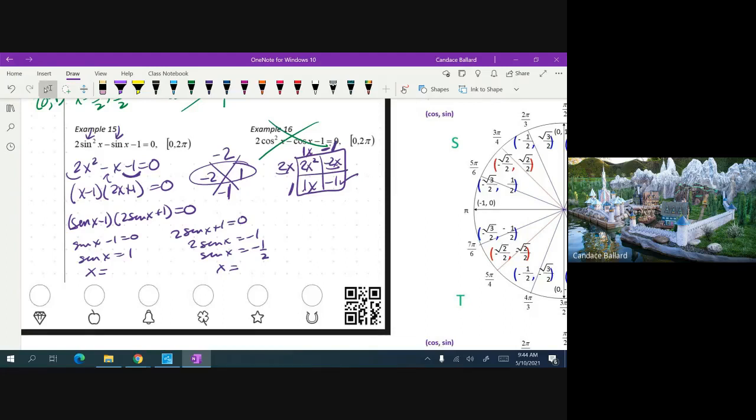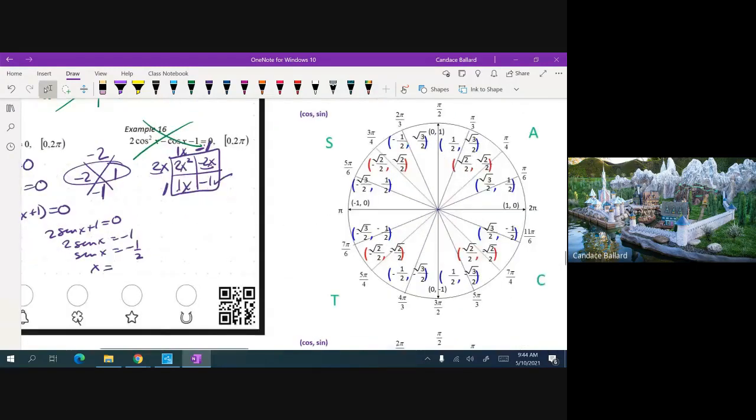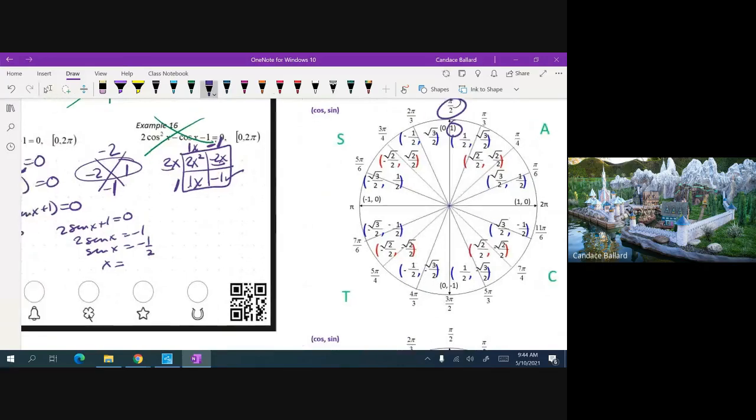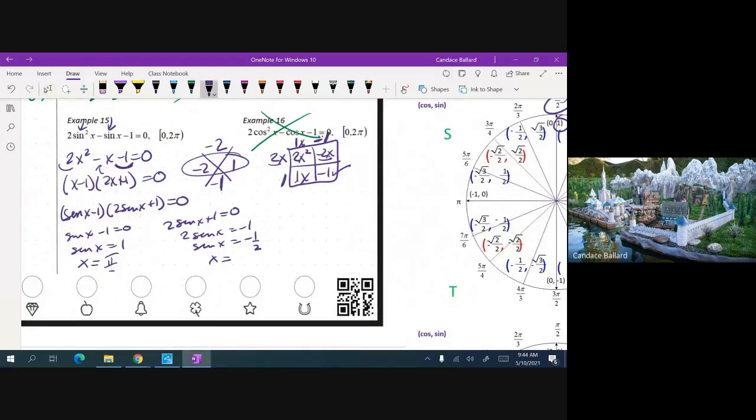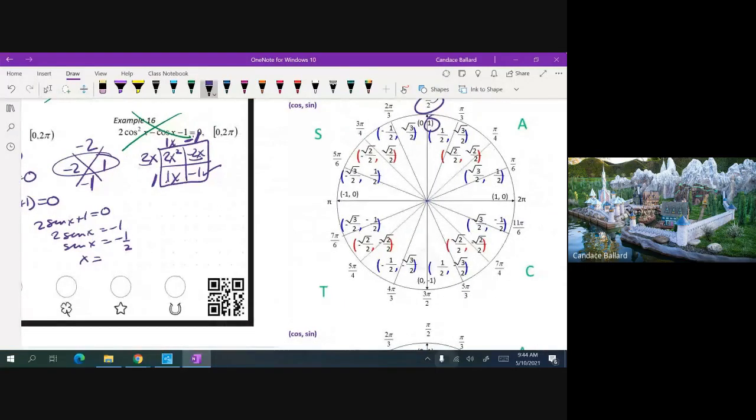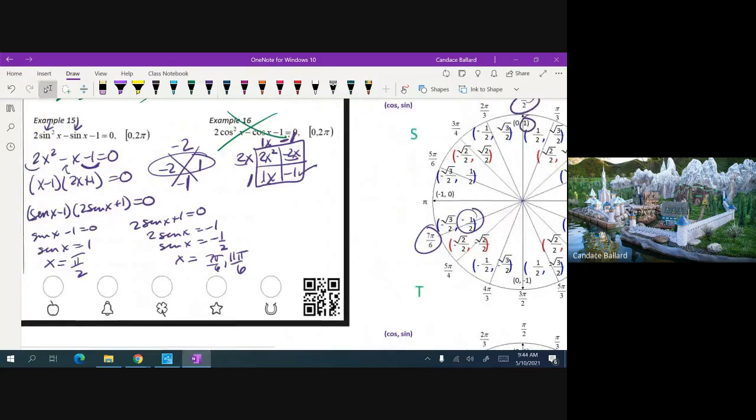All right, we've got 1 and the y value. I know that 1 in the y value is just pi over 2, and that's the only place I have a positive 1 in the y value. So I'm just going to use pi over 2. And then -1/2 in the y value, I know that's got to be in quadrants 3 and 4. So 7 pi over 6 and 11 pi over 6. So in this case, we have 3 answers.